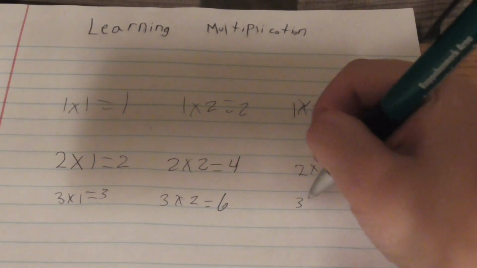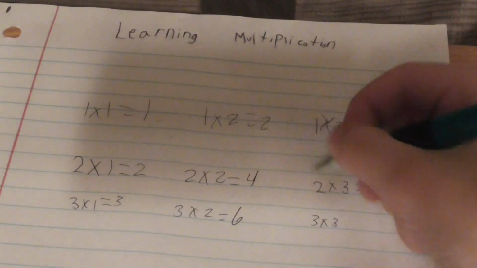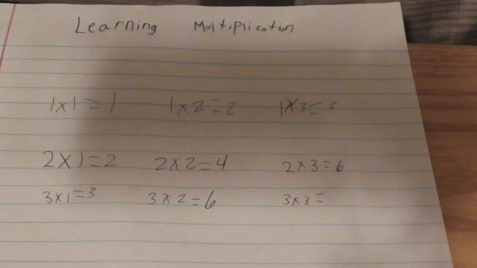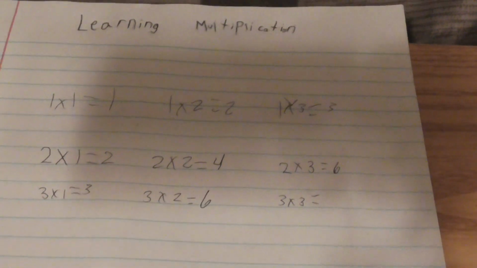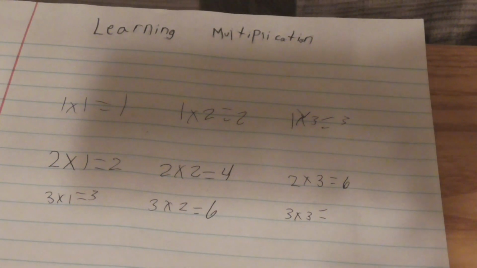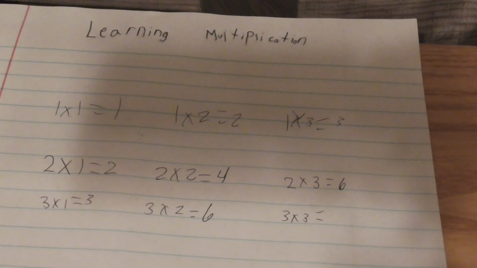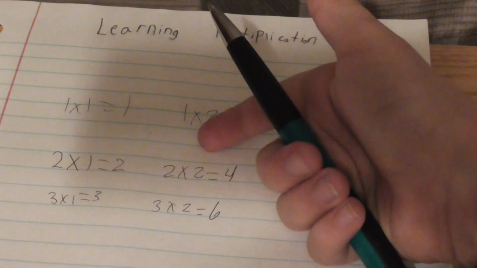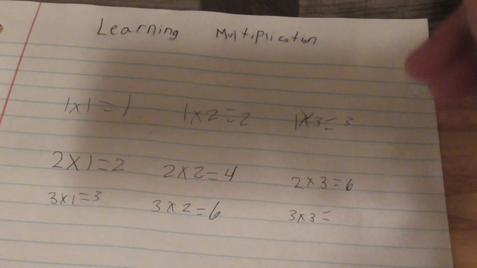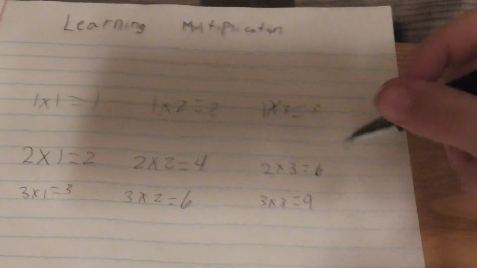Now, 3 times 3. This is a little bit harder. So, let me write the equal sign. What you gotta do is you gotta add 3 times. So, once you get your answer, there you go. And your answer, 3, 4, 5, 6, 7, 8, 9. So your answer is 9 right there. Put that on your piece of paper.